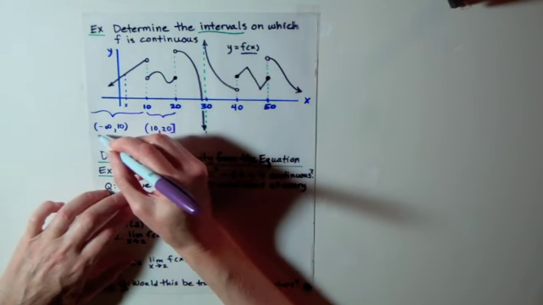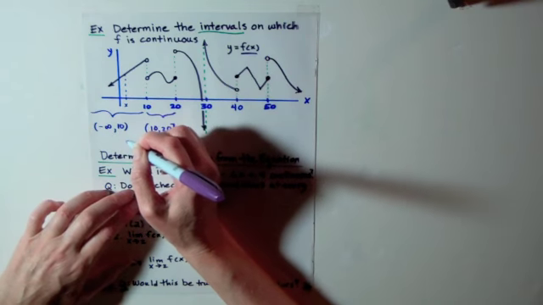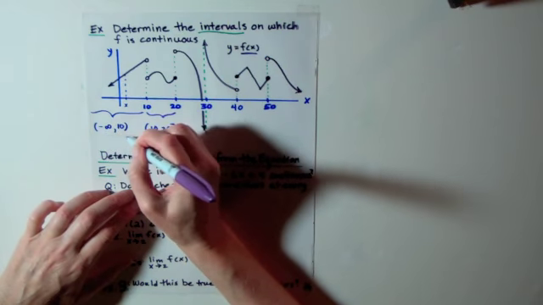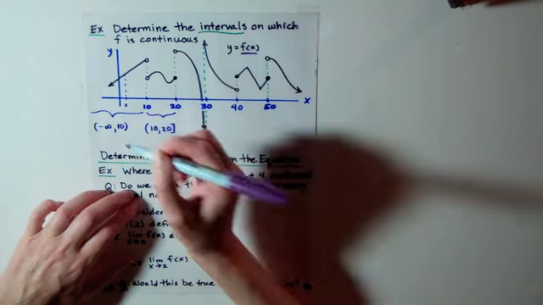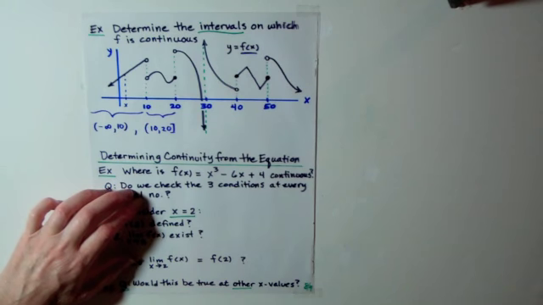This, by the way, is an open interval. It's really an infinite interval, or sometimes it's referred to as a half infinite interval, but we would call it an open infinite interval. So now I have two of the intervals on which my function y equals f of x is continuous. Let's look at the next one.